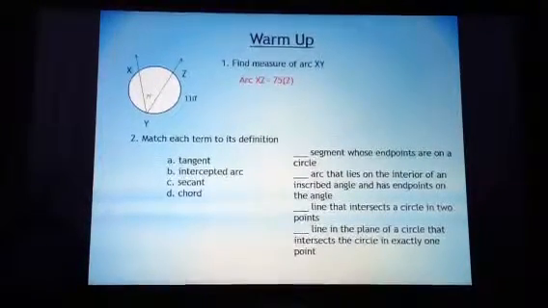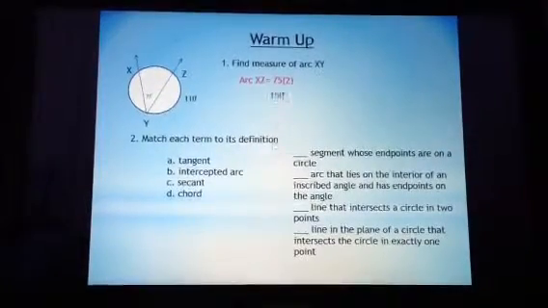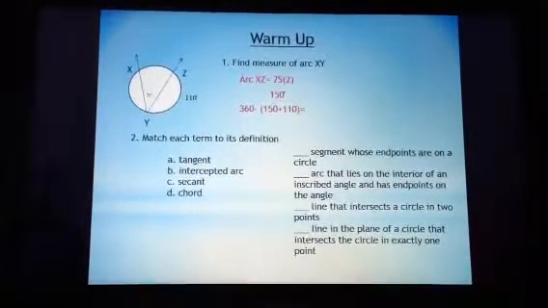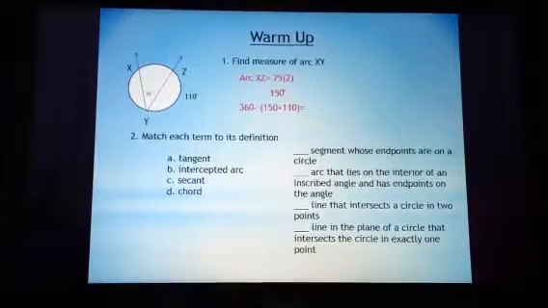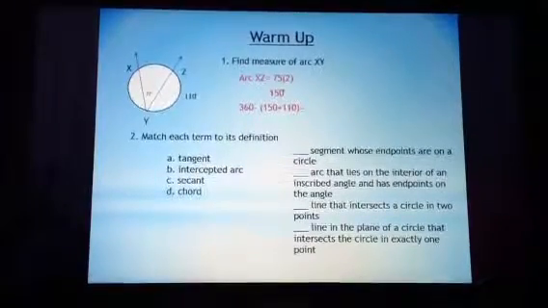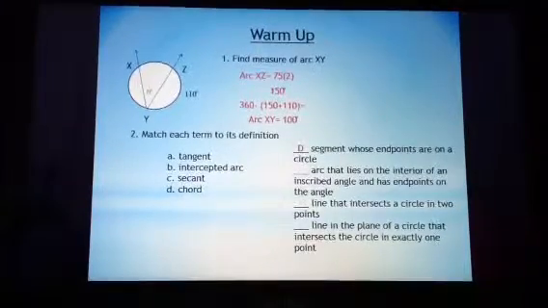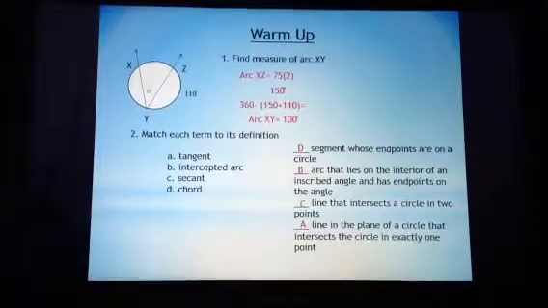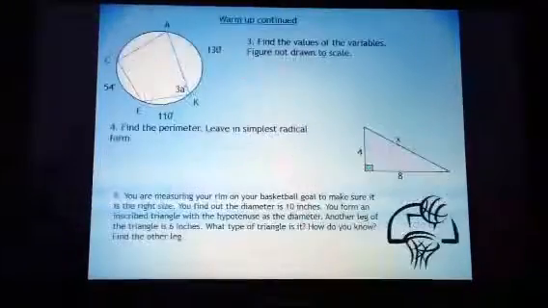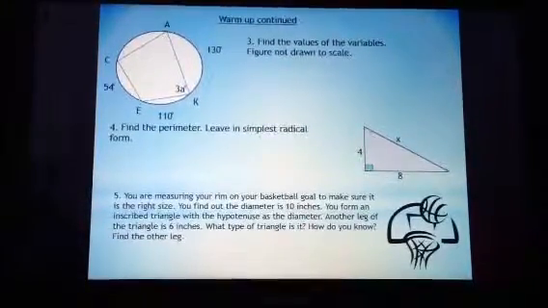And then, since the whole circle is 360 degrees, you have to add 110 plus 150 and subtract that from 360, and you get 100 degrees. And these are the answers to the following vocab. Here's the last slide of warm-up problems.